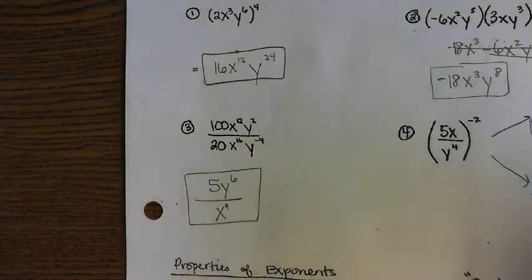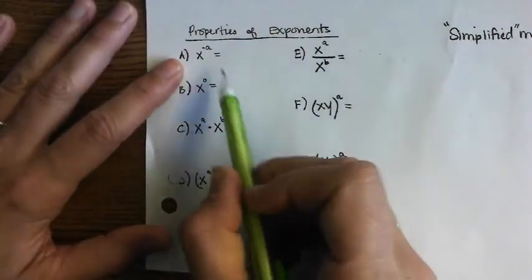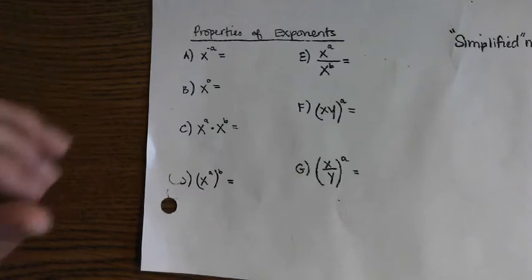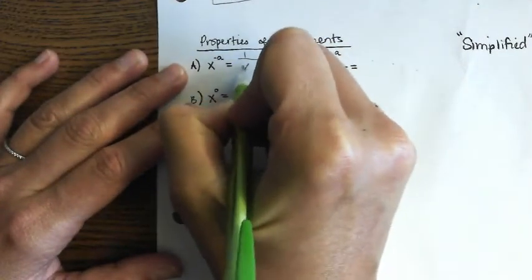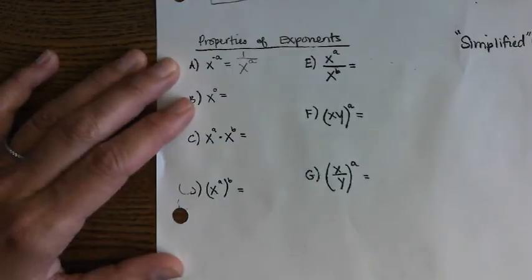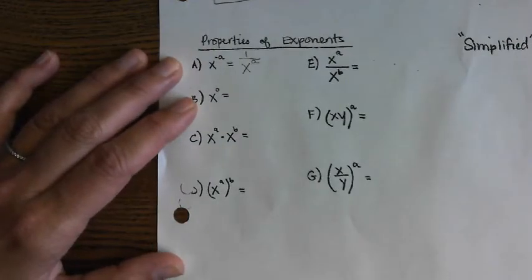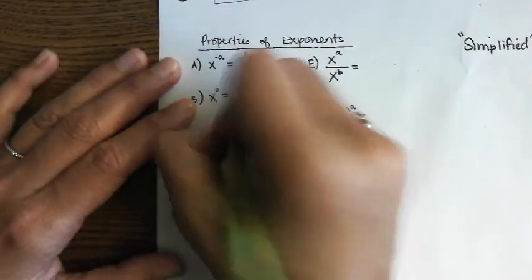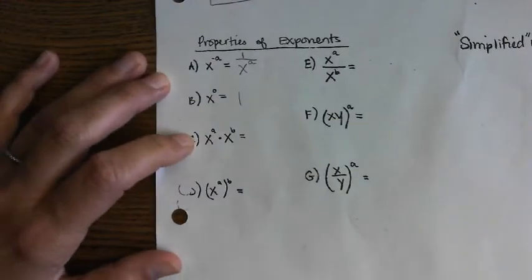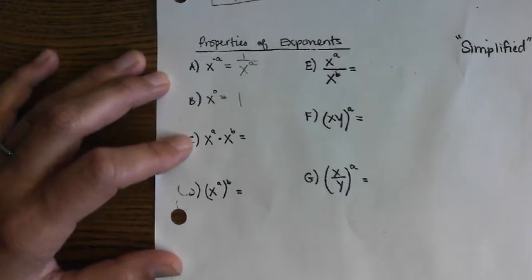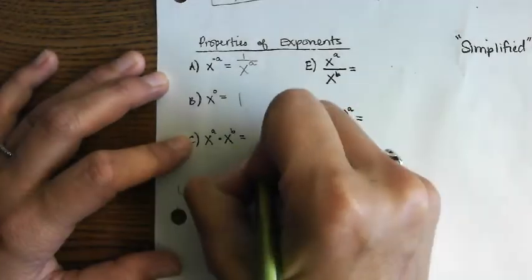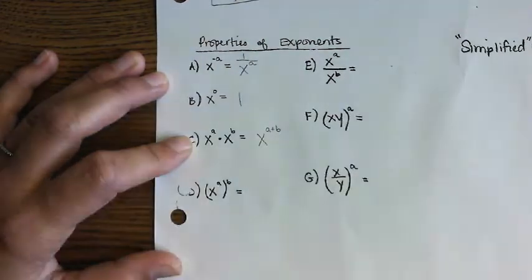So, definitely a review. The properties down below, just all with variables, so these are just the rules. X to the -a would become 1 over x to the a. X to the 0, Andrew. 1, very good. X to the a times x to the b, what would that look like, Bridget? X to the a plus b, very good. That's your common bases rule.